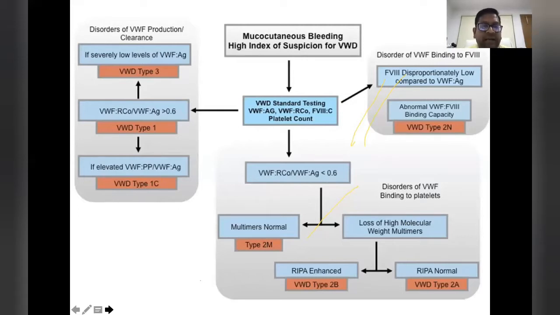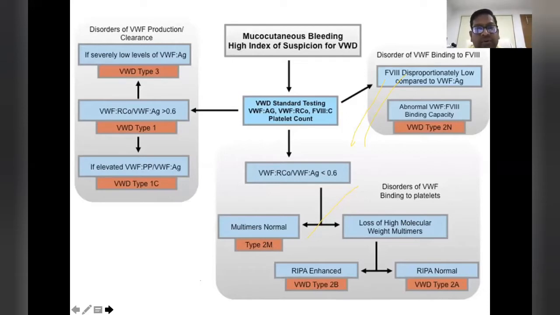Standard testing includes antigen, ristocetin cofactor activity, factor 8, and platelet count. If your antigen is severely low, meaning less than 5, you might be dealing with type 3. If your antigen and ristocetin cofactor ratio is more than 6, it is type 1. If it is elevated, you might be dealing with type 1C, with the propeptide levels of von Willebrand getting elevated.